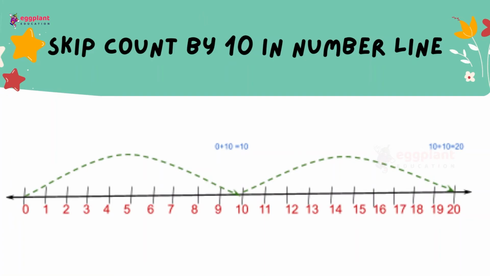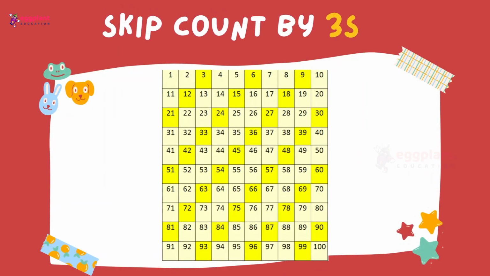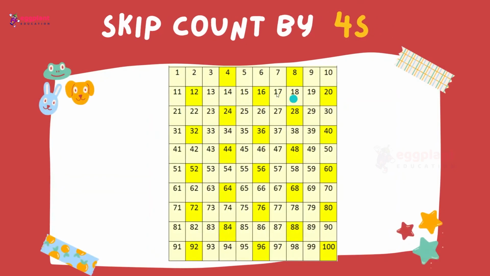So, skip counting by 5 and 10 and 2, it all has a nice pattern. When you have mastered your 10s, 2s, 5s, you can try the 3s and 4s. Skip counting by 3s and 4s. Like this. Skip count by 3s. 3, 6, 9, 12, 15, 18, 21, 24, 27, 30 and so on. Then skip count by 4s are 4, 8, 12, 16, 20, 24, 28, 32, 36, 40 and so on.